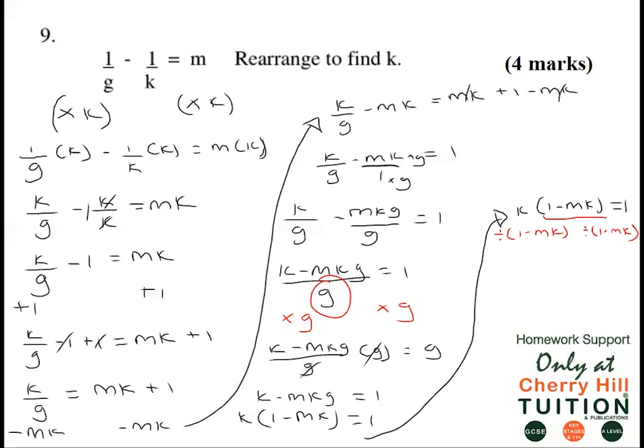Okay? This leaves us with k multiplied by 1 minus mk over 1 minus mk is equal to 1 over 1 minus mk. 1 minus mk cancels out on the left-hand side, leaving us with k is equal to 1 over 1 minus mk, and that's your answer.